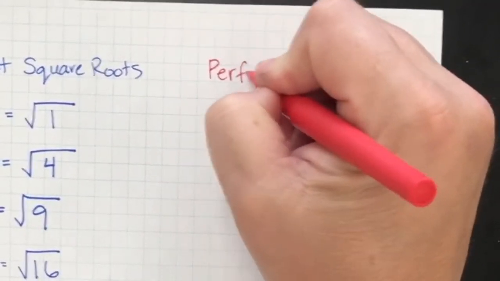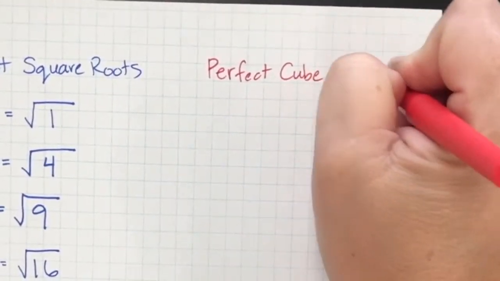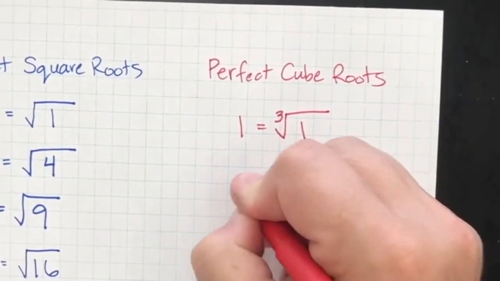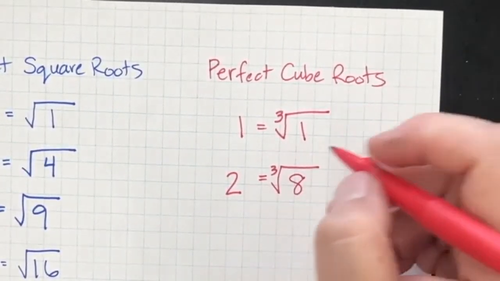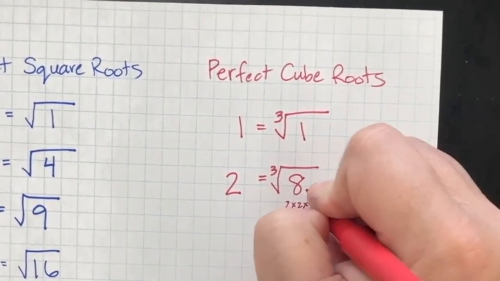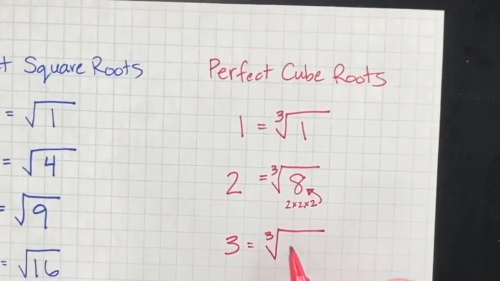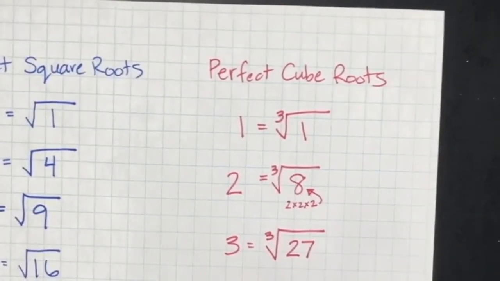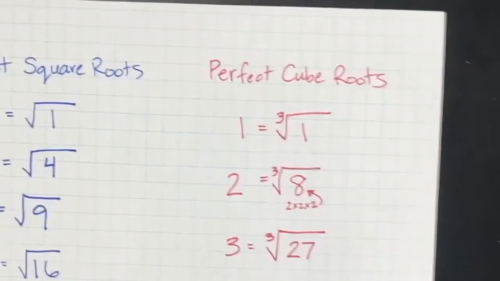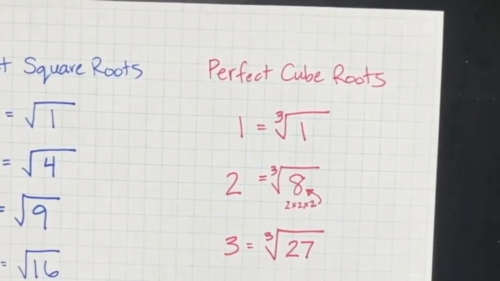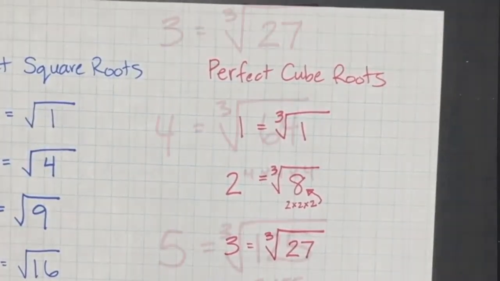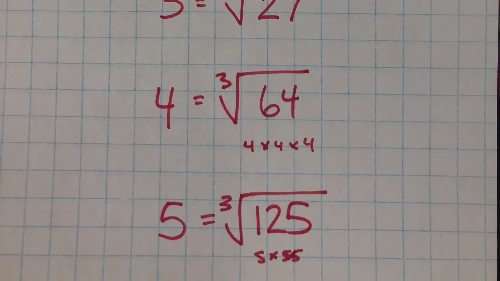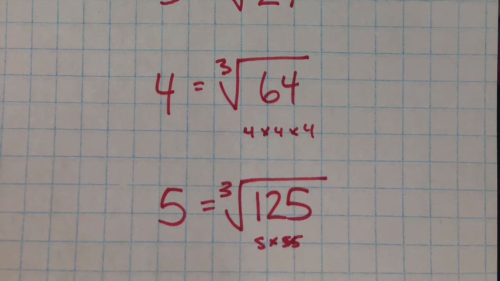Now, perfect cube roots. Cube roots get large really fast. 1 times 1 times 1 is 1, so the cube root of 1 is 1. 2 times 2 times 2 is 8, so the cube root of 8 is 2. 3 times 3 times 3 is 27, so the cube root of 27 is 3. Then 4 times 4 times 4 is 64, so the cube root is 4. 5 times 5 times 5 is 125, so the cube root is 5.